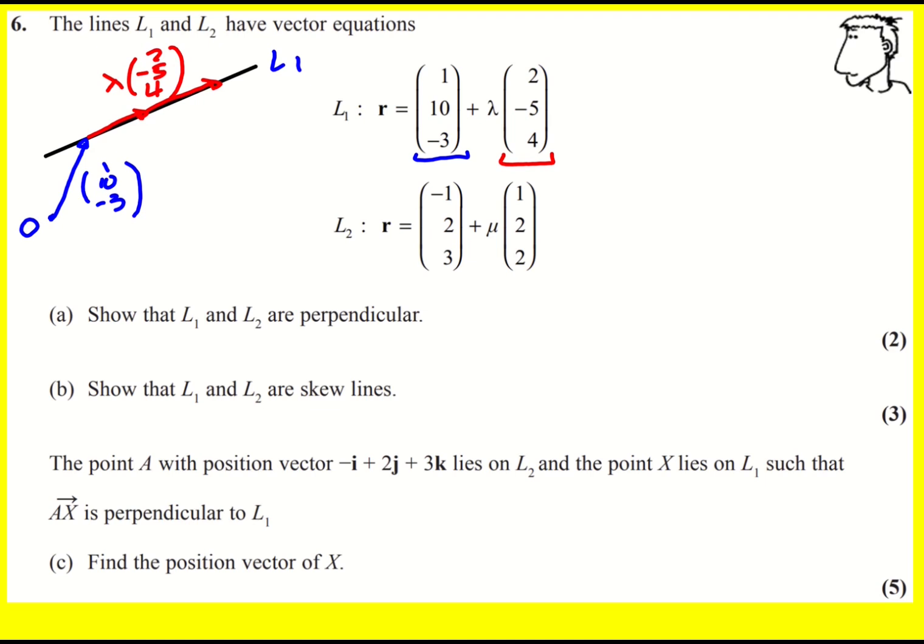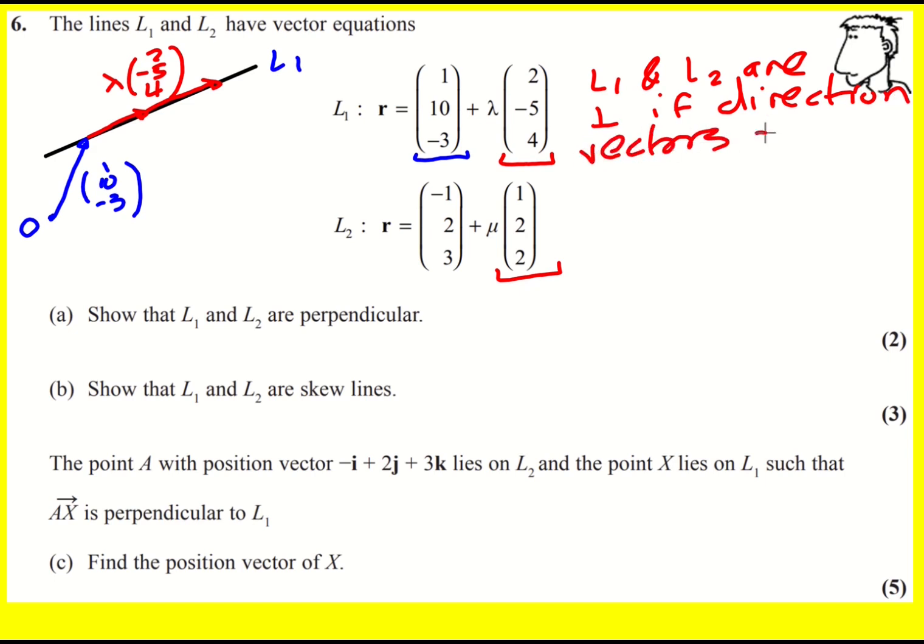And what I'm getting at really is if we want to show that two lines are perpendicular, it's actually all about the direction vectors. So L1 and L2 are perpendicular if the direction vectors are perpendicular. We can take the dot product.